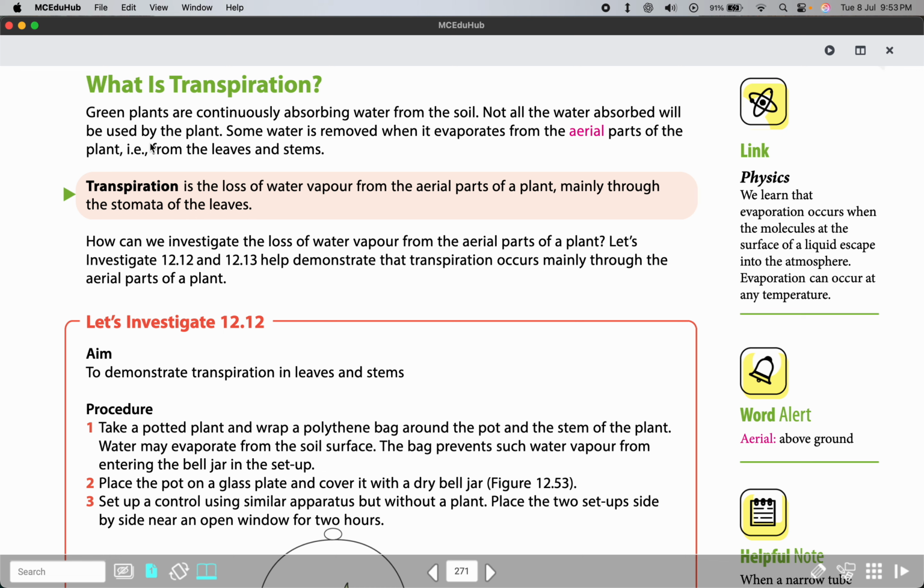Okay, so the plant can use water for a few things. Firstly, it helps to keep the plant turgid. Secondly, they use the water for photosynthesis. But they don't use all of it. So the excess water can be removed when it evaporates from the aerial parts of the plant. Aerial referring to the stem and the leaves, the part that's above the soil. So transpiration is the loss of water vapor from the aerial parts of plant, mainly through the stomata of the leaves. All right, so take note, this is a definition. Please memorize this definition about transpiration.